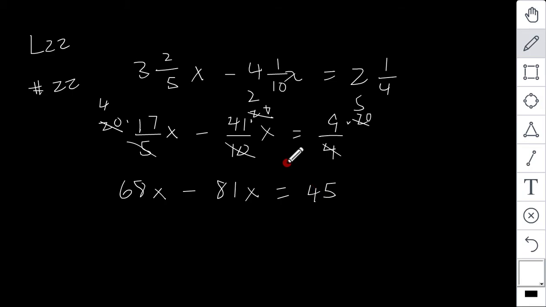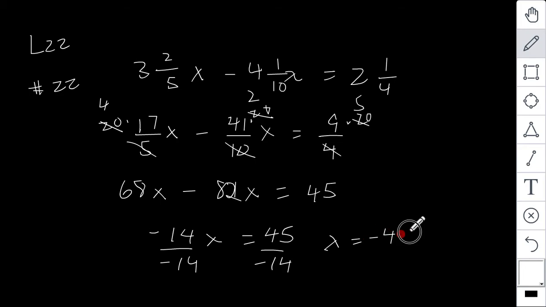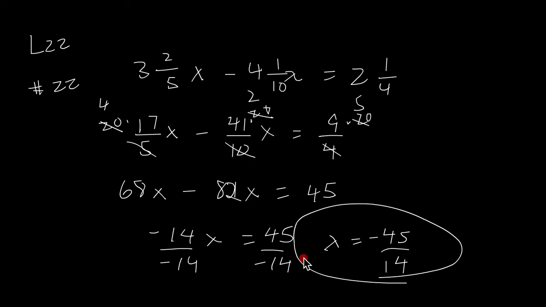Now we just need to combine our x's. By the way, 2 times 41 is 82. So we get 68x minus 82x, which is negative 14x equals 45. Divide both sides by negative 14, and we get x equals, it's not reducible, negative 45 over 14. Hopefully you found your error in that, Shannon.